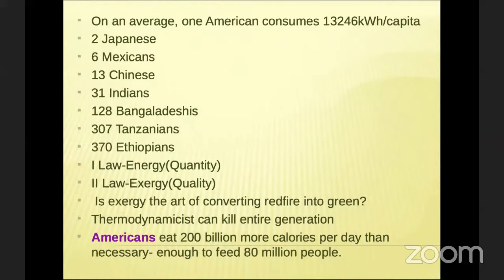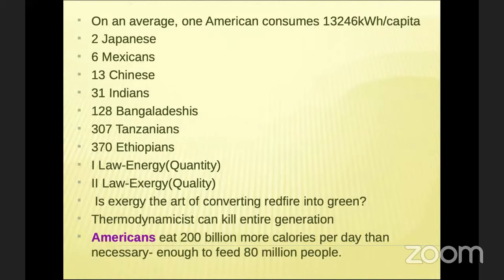Right, so coming to this energy scenario, one American consumes 13,246 units, that is kilowatt hours per capita, of energy. That energy is equivalent to the energy consumption of 2 Japanese, or 6 Mexicans, 13 Chinese, 31 Indians, or it is equivalent to 128 Bangladeshis, 307 Tanzanians, 370 Ethiopians. So this is the energy conversion scenario of an American. Americans eat 200 billion more calories per day than necessary, enough to feed 80 million people.